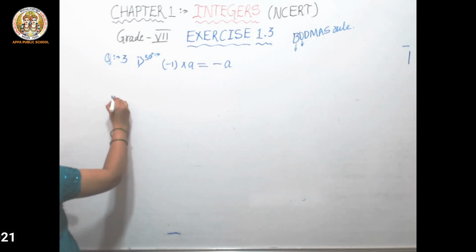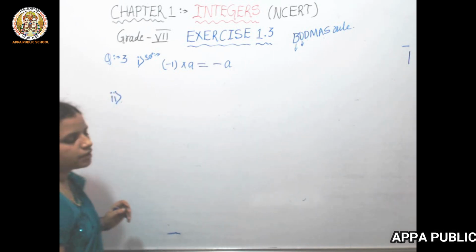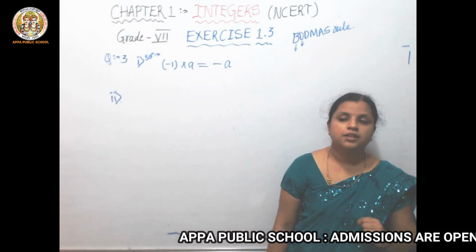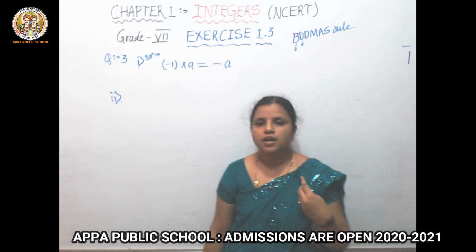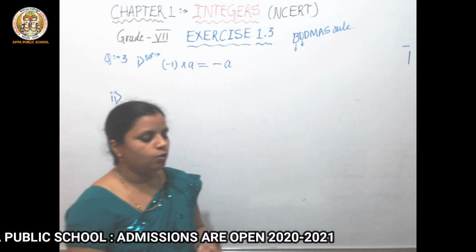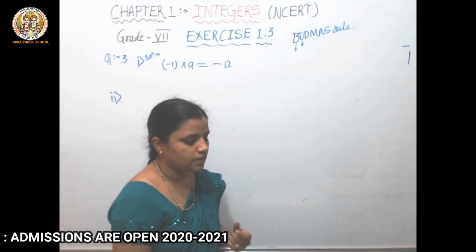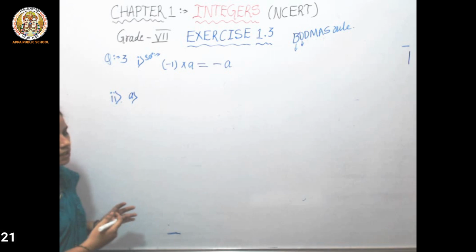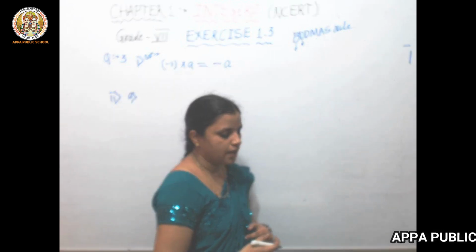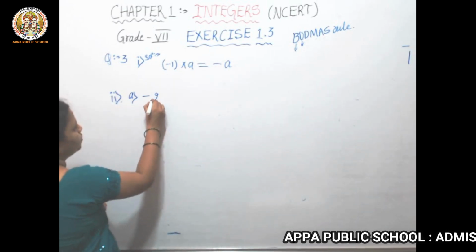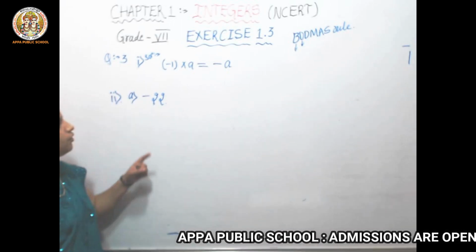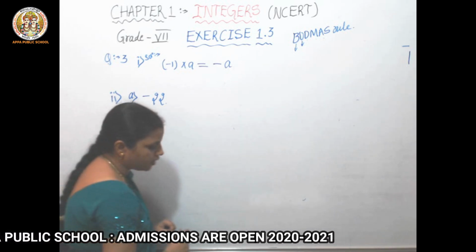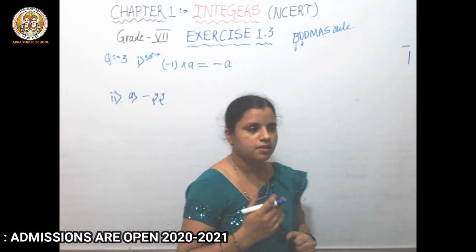And the second bit. The question asks, determine the integer whose product with minus 1 is the given number. In the second bit again we have A, B, C, D. The first one asks minus 22. We have to find the product of minus 22 and minus 1. We have to multiply minus 22 with minus 1.